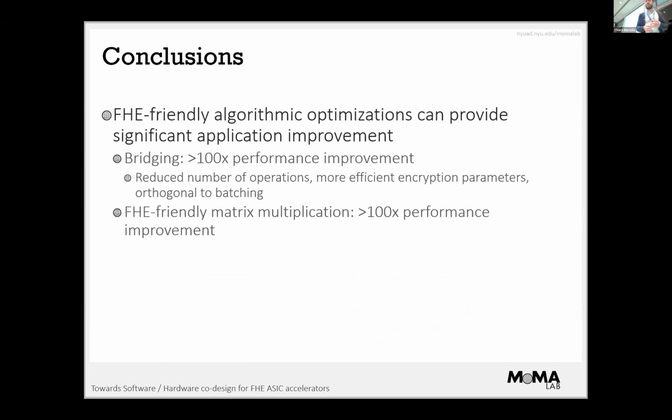All right, so this concludes the software part, right? We employed some software optimizations to improve FHE performance from the algorithmic side. Bridging can give you up to 100x, depending on the application; some don't benefit at all from bridging, but some do. And the matrix multiplication work will also see 100x improvement, mostly in latency and not throughput. So this is the side of software.